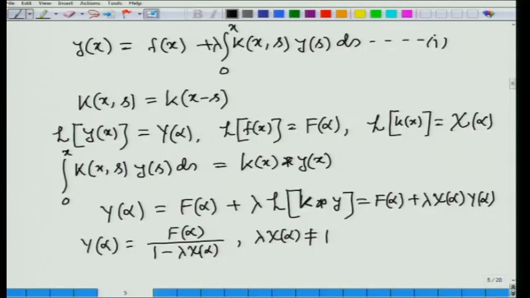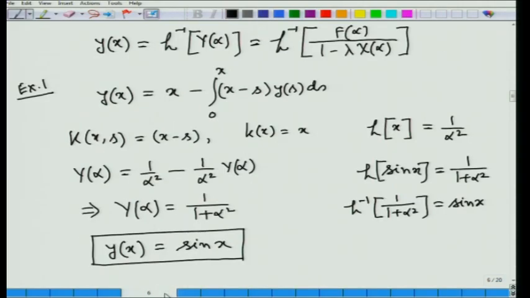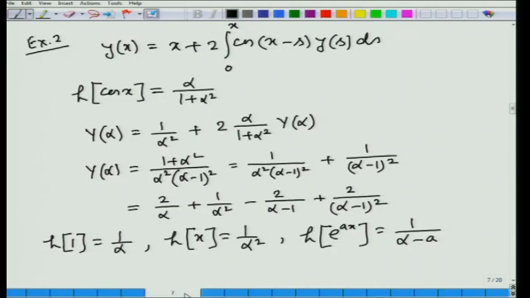In the illustrative examples we have seen, in one case we used x minus s as the kernel, so k x was equal to x. Secondly, k x comma s is cosine x minus s, so small k x is nothing but cosine x. And in the third problem that we considered, the kernel k x minus s is actually e to the power x minus s. For those problems we can apply this Laplace transform method to solve them, and we need the formula for the inverse Laplace transform from any table of Laplace transforms. We can get this result to find the ultimate solution of the given problem.